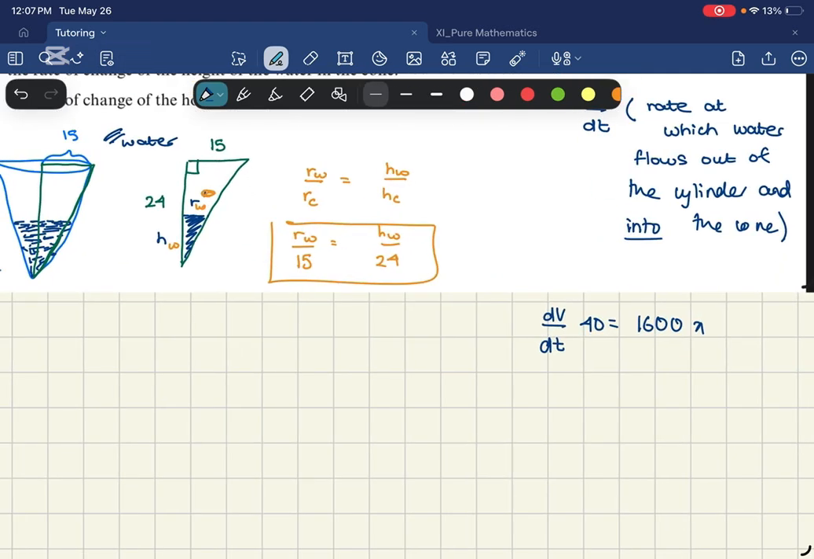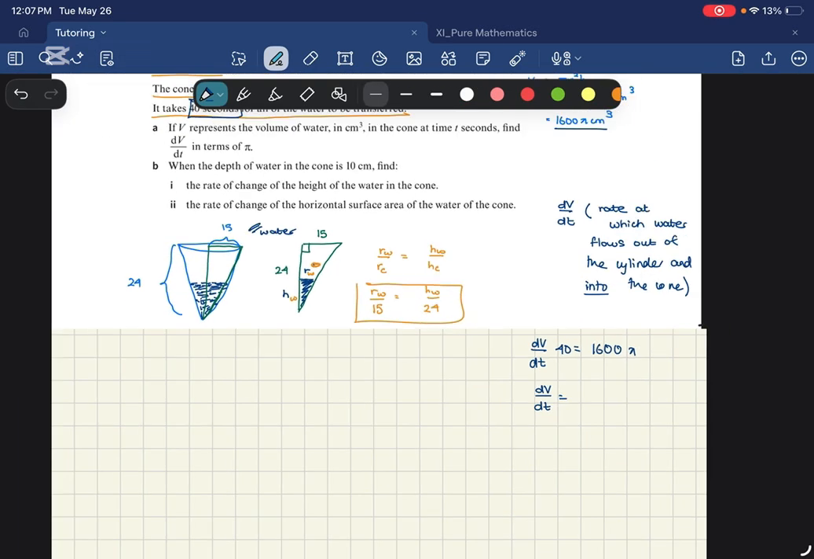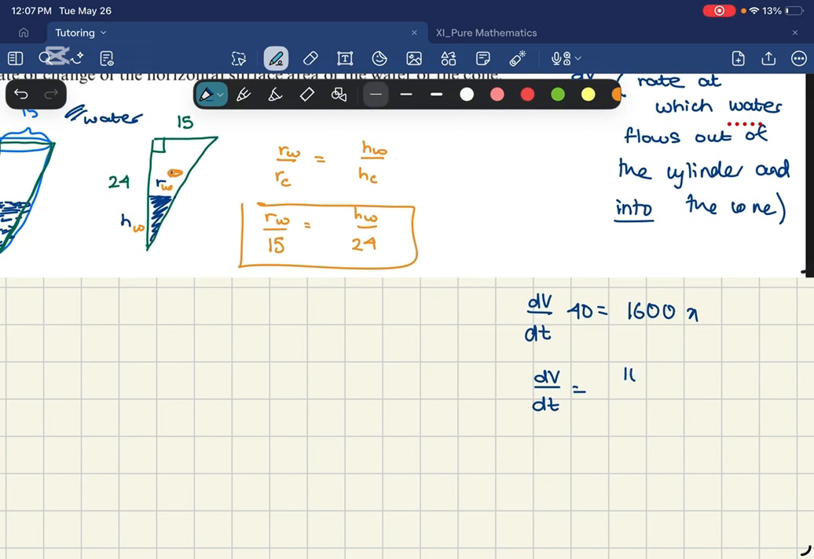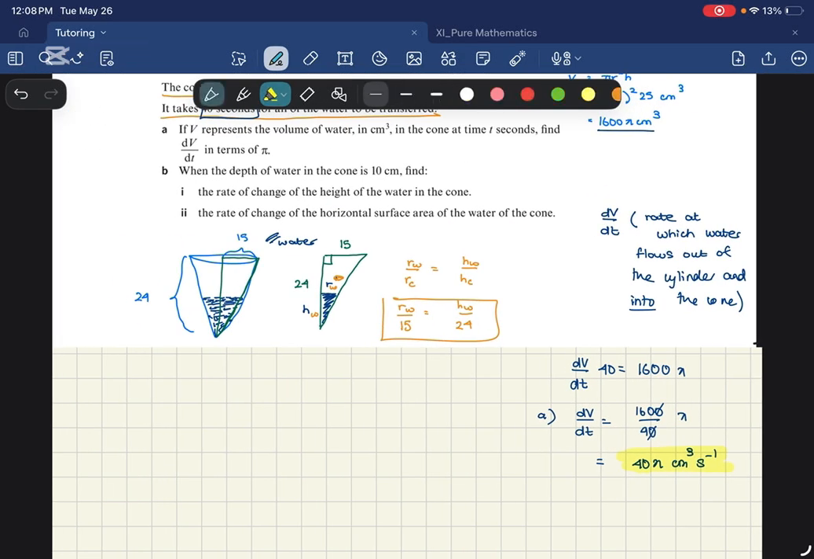So therefore, I know the expression for dV by dt. Part A asks me to find dV by dt in terms of pi. It's just going to be 1600 pi divided by 40. And that is going to give me 40 pi. dV by dt should be in centimeter cube per second. So that is going to be your answer for A. So just using logic and simple geometry, we get this answer. So we are done with A.